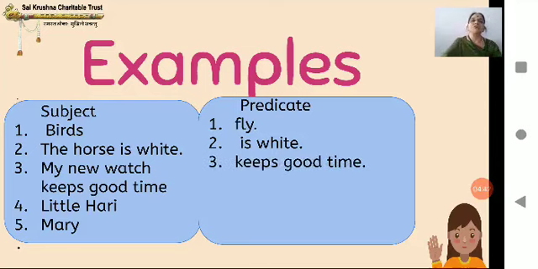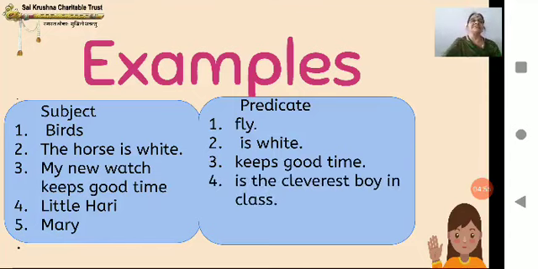My new watch keeps good time. My new watch is the subject. Keeps good time is the predicate. Little Hari is the cleverest boy in class. Who is the cleverest boy? Little Hari. So you can see only Little Hari is the subject. And what are we talking about? Is the cleverest boy in class is the predicate.